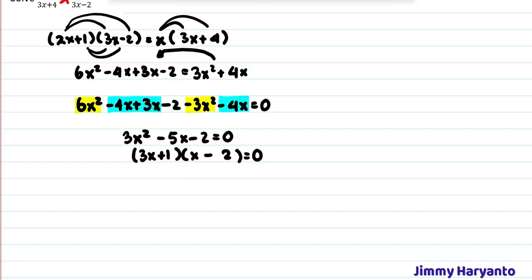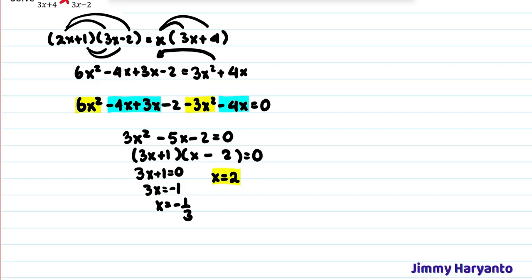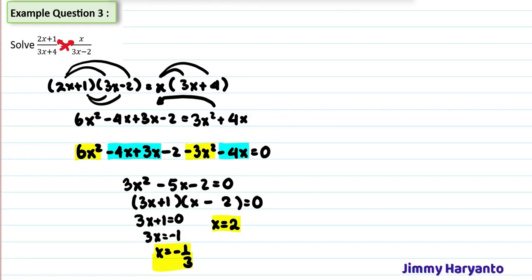Oh, my bad. If you cannot do it like that, just do it manually. Like 3x plus 1 equals 0, and then 3x equals negative 1, x equals negative 1 over 3. And then for this one, x minus 2 equals 0. That means when you move the negative 2, you will have x equals 2. Okay, so this is the solution for this example question.